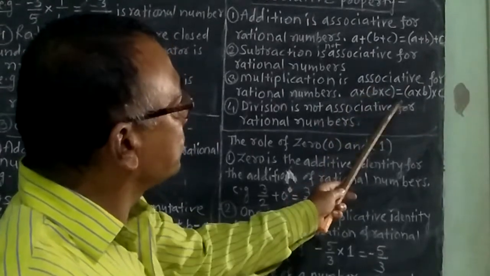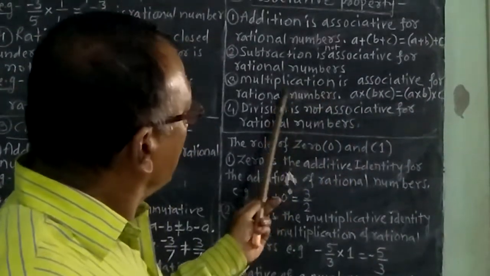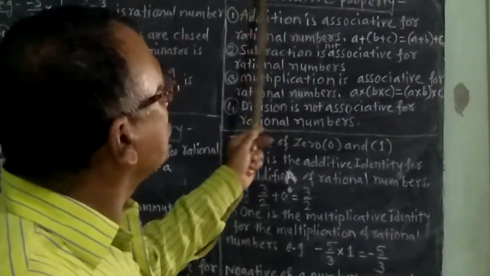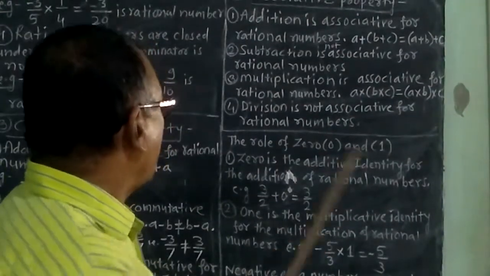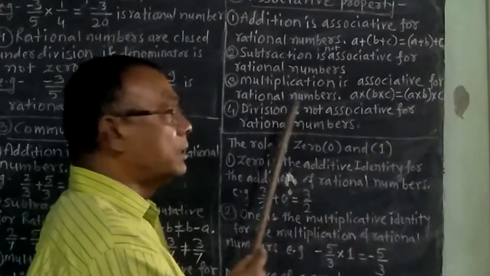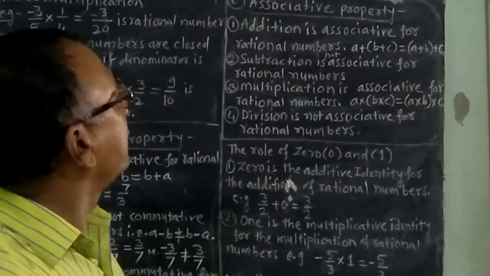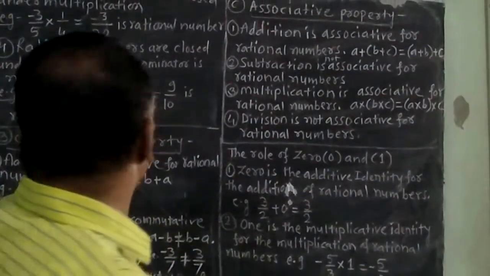then we can prove or we can satisfy the associative property for the multiplication of the three rational numbers. And fourth is division is not associative for rational numbers. So these are the properties for the rational numbers.